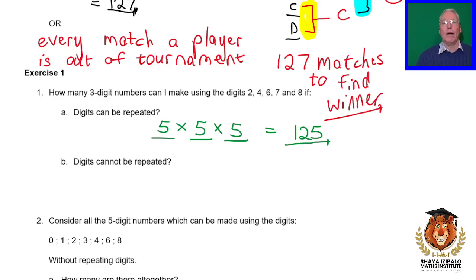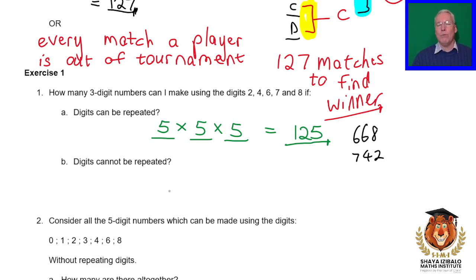An example of one of them might be 668, because I'm allowed to repeat a 6. Another example might be 742. If we wrote them all down, there would be 125.